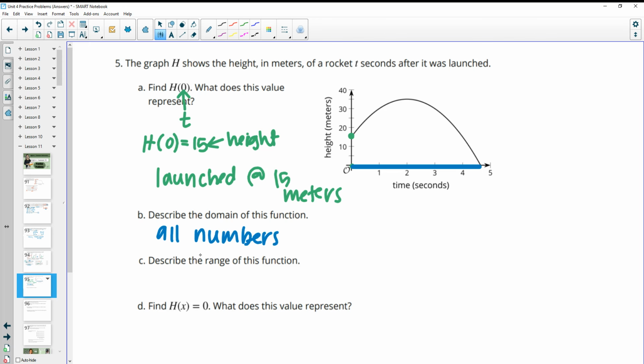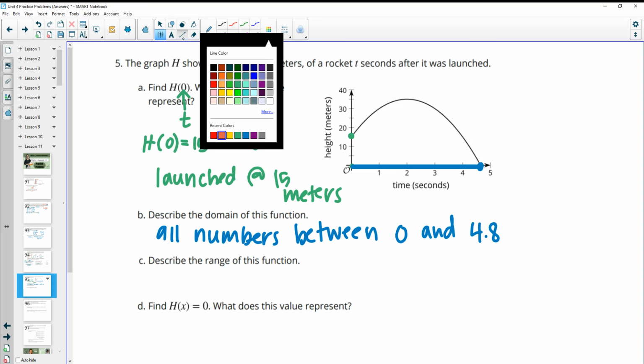But all numbers between 0 and then approximately whatever this is. It looks like it's a little closer to 5 than 4, so maybe like 4.8. So all numbers between 0 and 4.8. So it could be 3.7, it could be 2.5, it could be 1.